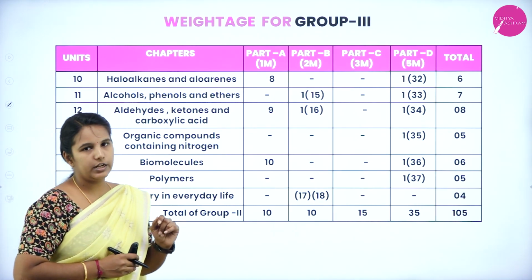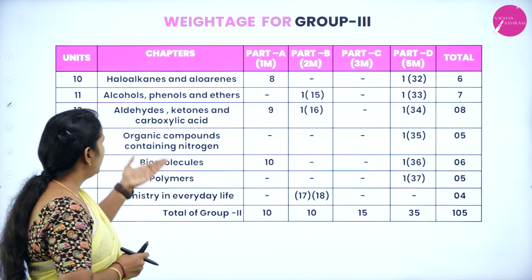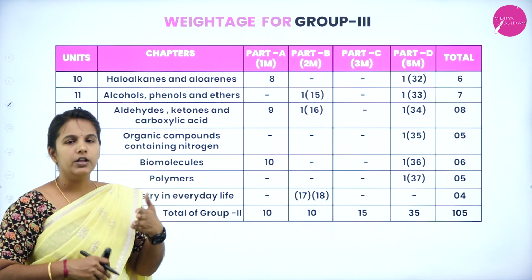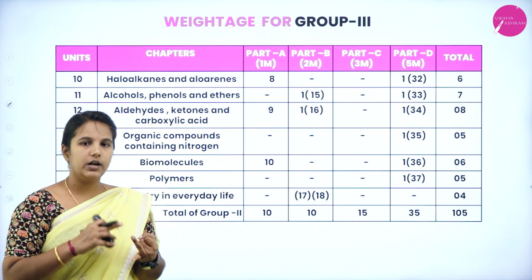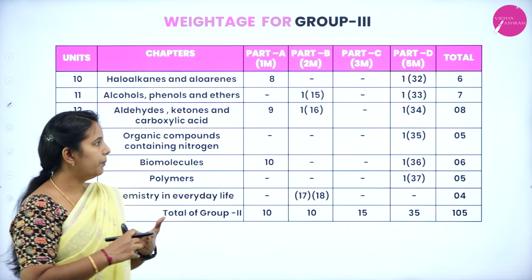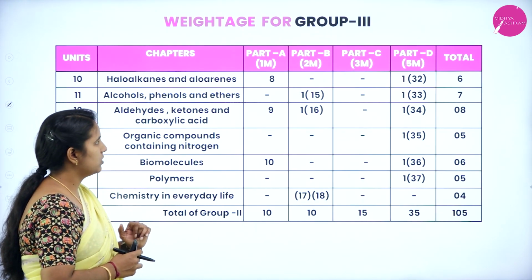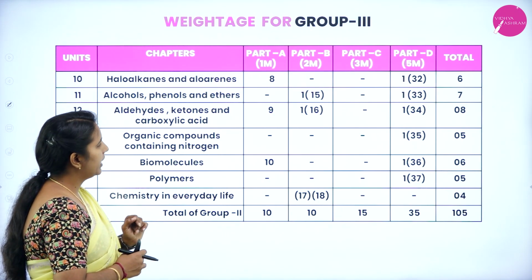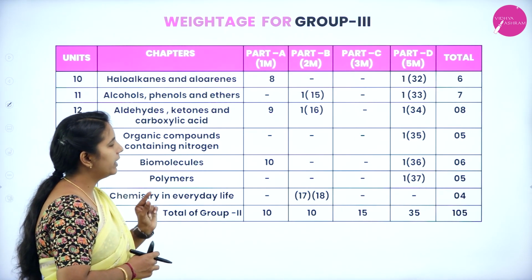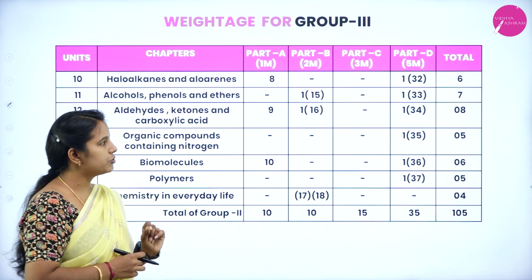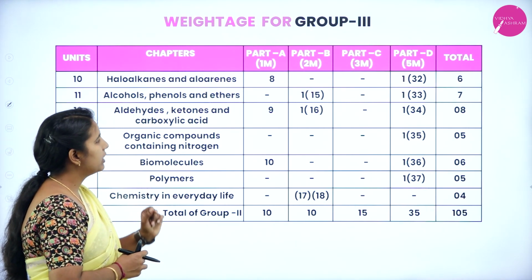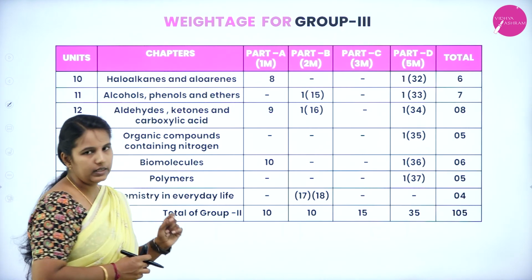Coming into the aldehydes, ketones and carboxylic acids, like the alcohols, phenols and ethers, you are going to study the nomenclature, types, physical and chemical properties, and also uses. So from this unit we can expect a 1 mark question, a 2 mark question and a 5 mark question. Total weightage will be 8, and the question numbers are 9, 16 and 34.